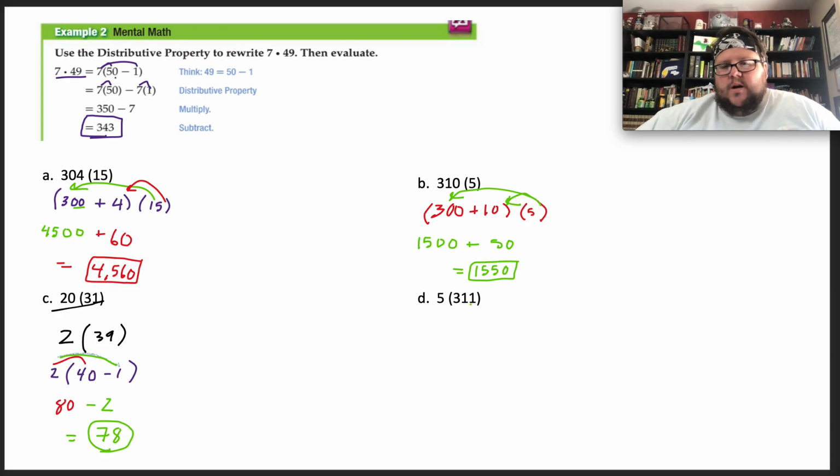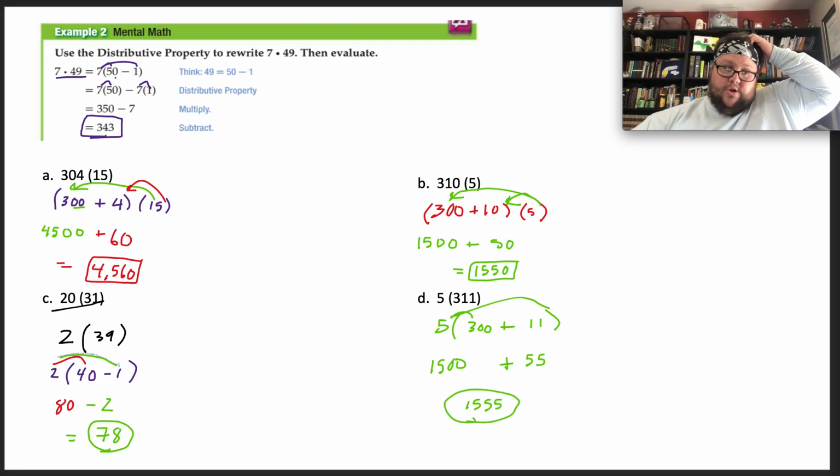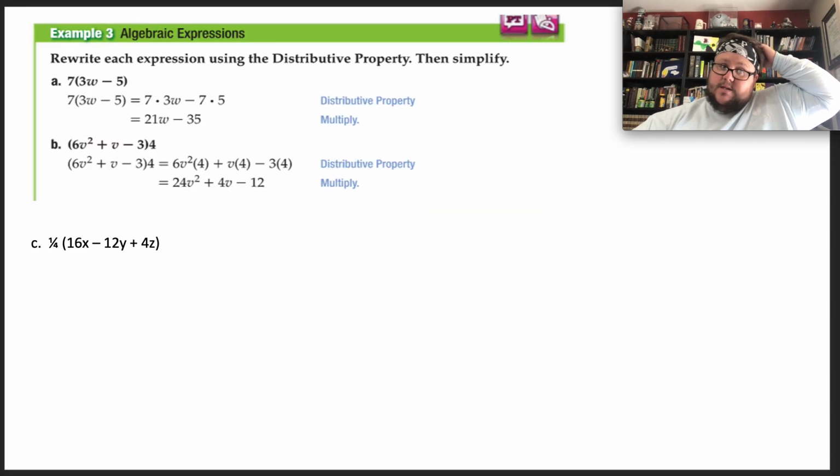So I'll do this one as well. 5 times 300 plus 11. So 5 times 300, 5 times 3 is 15. And then add the 2 zeros, plus 5 times 11 is 55. So we get 1,555. So that's really all you're doing for those problems.